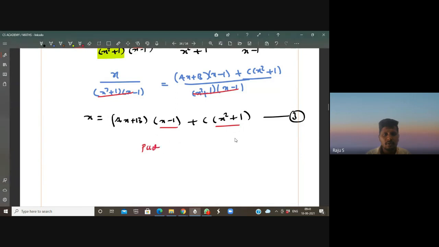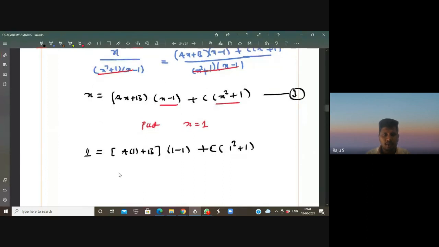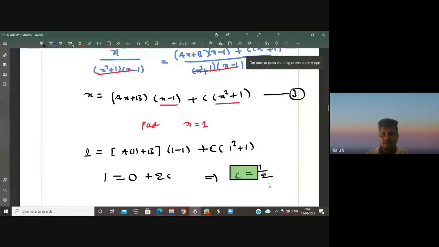Put x = 1. That's all. When I take x = 1, 1 = a(1) + b times (1 - 1), which is 0, plus c(1² + 1). That's nothing but 1 = 0 + 2c, which implies c = 1/2. That's all. We got the c value.